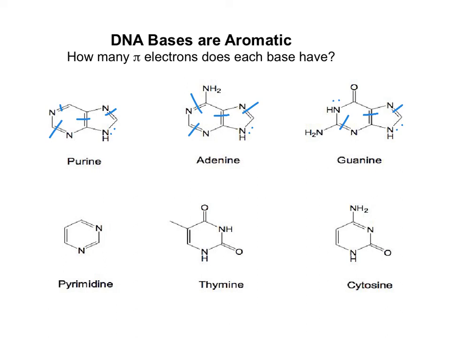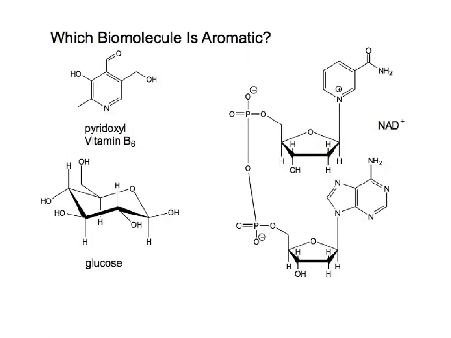In pyrimidine, there's 2, 4, 6 pi electrons. In thymine, there's 2, 4, 6. And in cytosine, there's 2, 4, 6 pi electrons. So let's identify which biomolecule is aromatic. So stop the video and apply the aromaticity rules to each compound. So vitamin B6 is aromatic. Glucose is not aromatic. And in NAD+, this ring is aromatic, and that ring is aromatic.